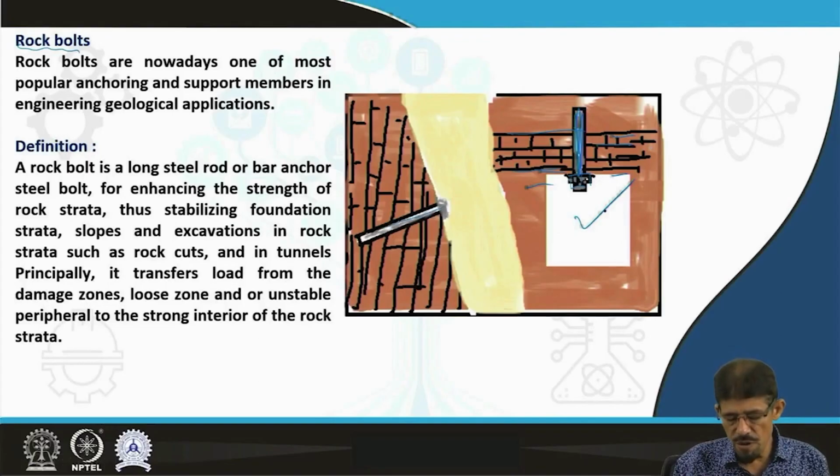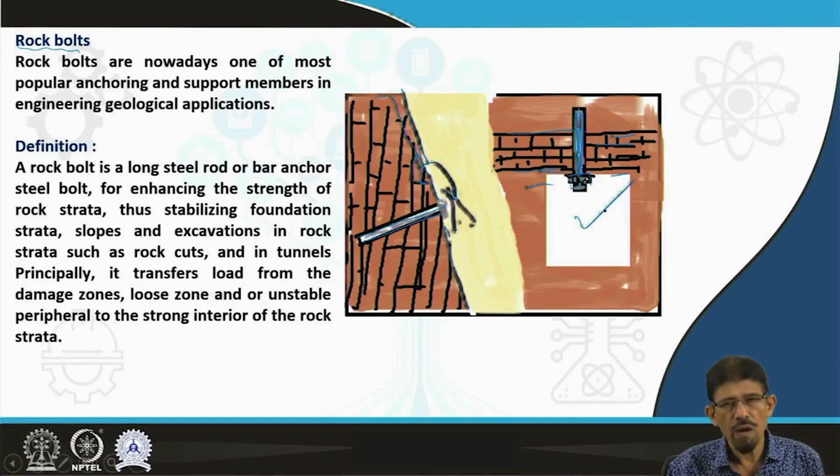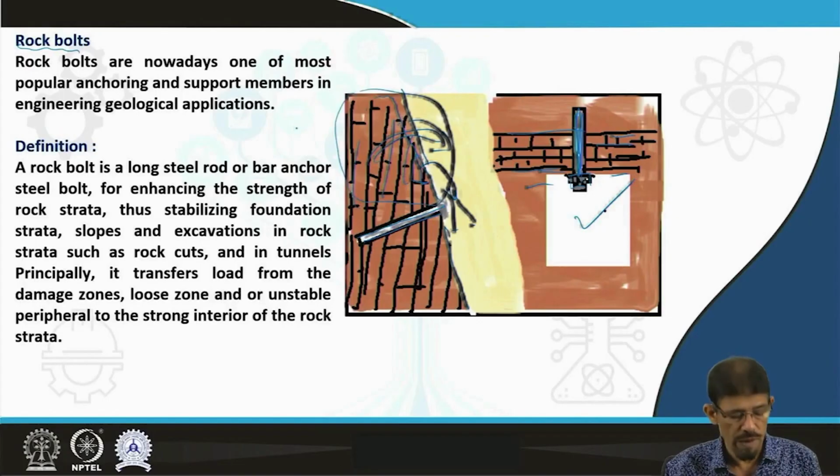The rock bolt is inserted in the damaged and weak zone, the naturally weak zone, to stabilize the detachment of such blocks which are going to move downward, or the sliding of this block, or toppling of this block, movement of this block and this block and this block, and overall the whole mass.